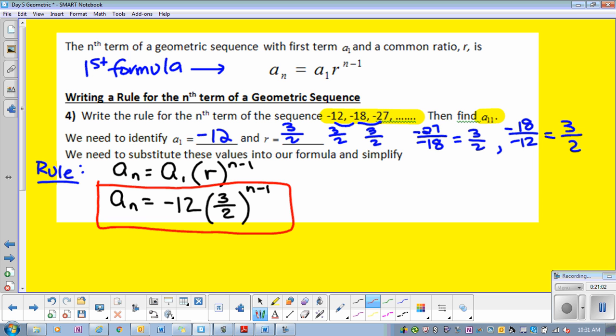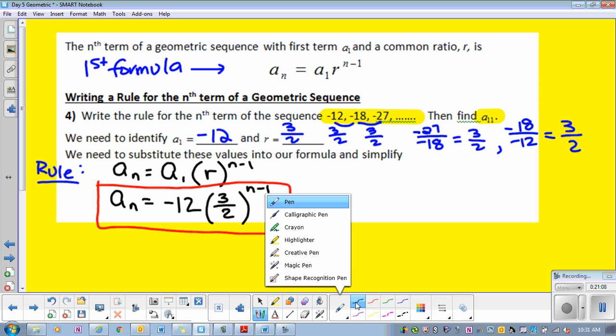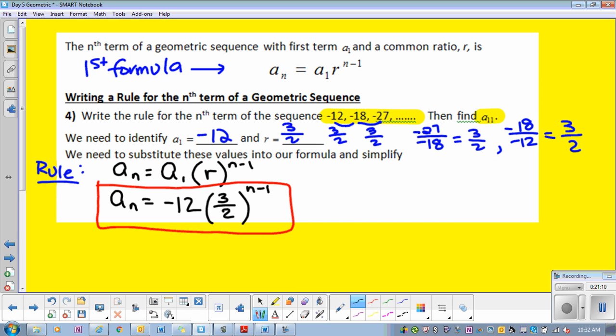Okay? And then to find my a sub 11, you plug in 11 for n into that formula. So negative 12 times 3 halves to the 11 minus 1 power. All you have to do is just plug it into that n right there. Which gives me, and literally you could just plug that right into your calculator.